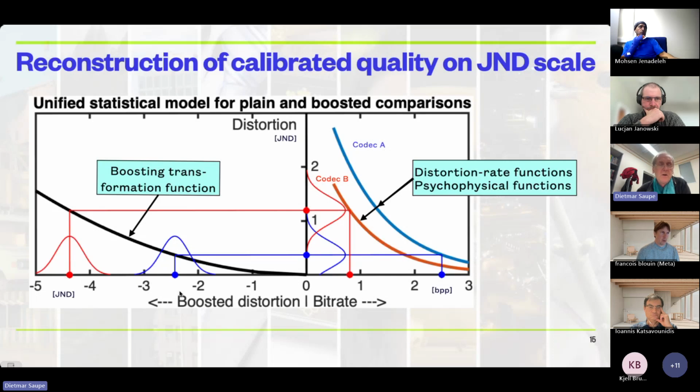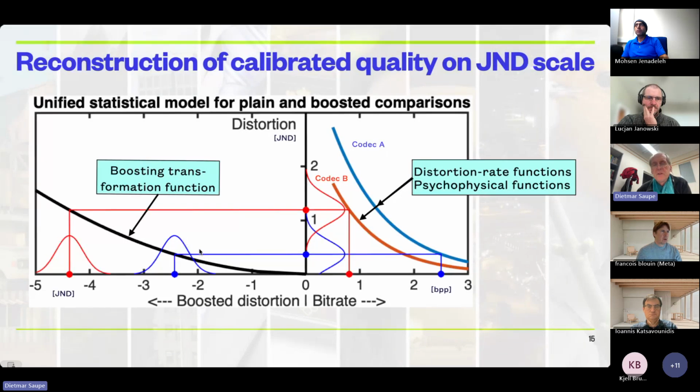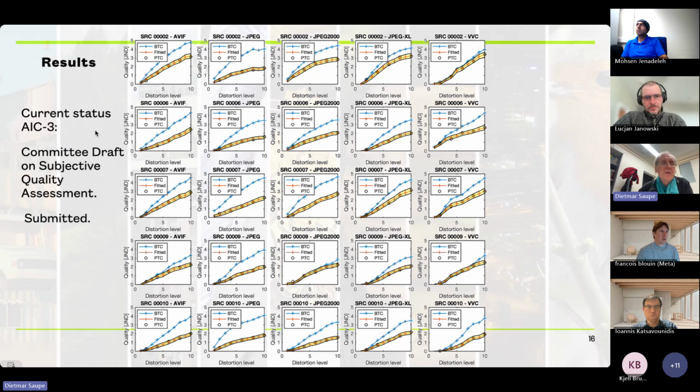And this is where we have our proportions of correct answers from our experiment, and also on the vertical scale we have it from the plain triplet comparisons. We can then calculate the log likelihood and minimize the negative log likelihood of this whole model, where these psychophysical functions and the boosting transformation function have been parameterized, and we look for those parameters that maximize the likelihood. So this is a bit complicated, but it works, and it gives us this unified model. We can put all of this together in a coherent way. And this is the result of the current status of JPEG AIC-3.